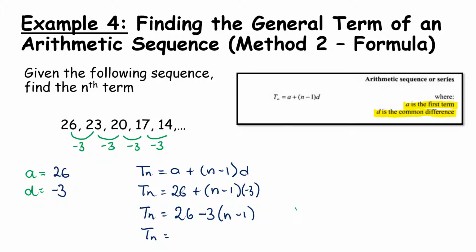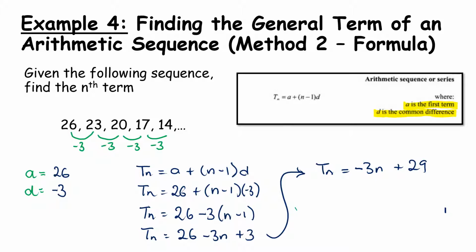So Tn is equal to 26 minus 3n plus 3, watch your signs, and our final answer then is Tn equals minus 3n plus 29, which is exactly the same answer that we got when we worked through using the table method. So it is 100% up to you which one you prefer. Both give the same answer.